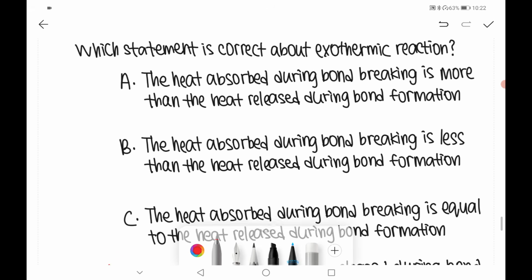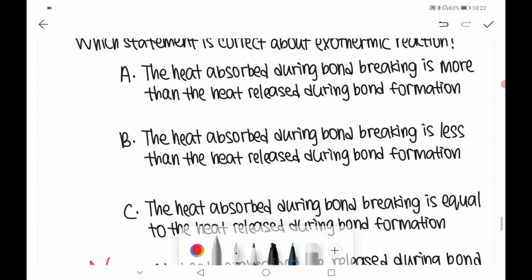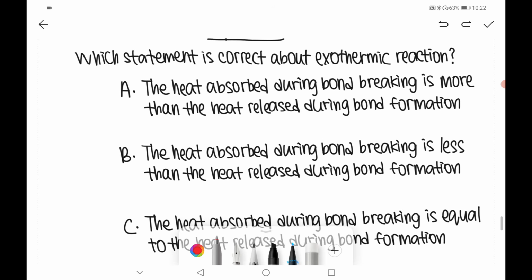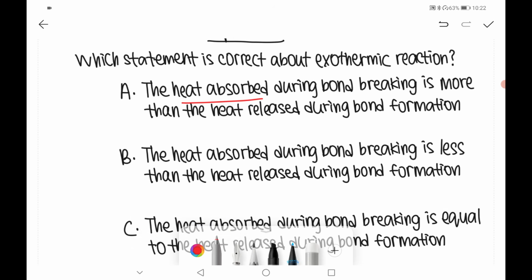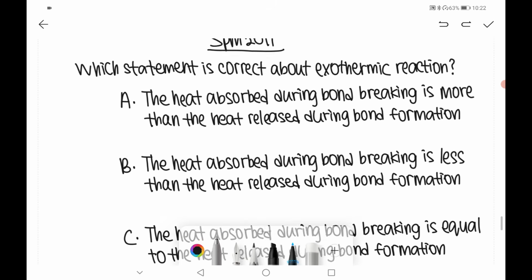So now how to choose answer A, B, and C? The only difference is what? The heat is more, the heat is less, or the heat is equal. There are only three things here: more, less, or equal. How to choose? We can do this question using two methods, and I will teach you both methods here.